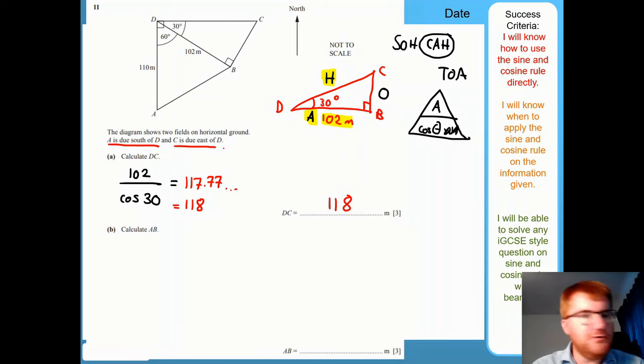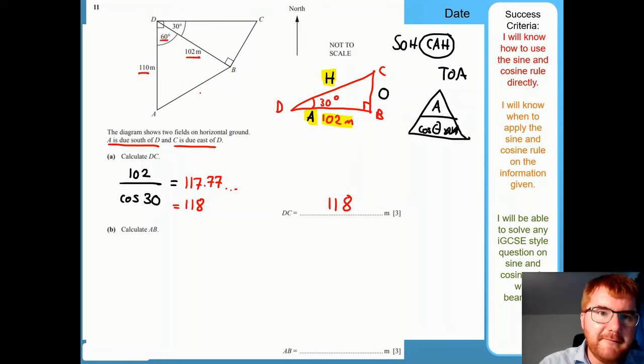And now we've got a good follow-up question to this, very typical in these paper 4 style questions. Calculate AB. Now notice here, we haven't got a right angle triangle anymore. So no SOHCAHTOA, but we do have the sine and cosine rule that we know about. However, this is one of those very special situations where we have two sides, we have the angle in between, and we're looking for that third side here. So this is going to call for the cosine rule.